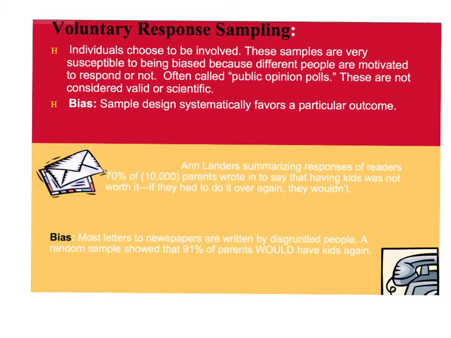An example of voluntary response sampling is from Ann Landers when she summarized her responses of readers and found that 75% of 10,000 parents wrote in to say that having kids was not worth it. If they had to do it over again, they wouldn't. Now, this is a biased statement because most letters to newspapers are written by disgruntled people. A random sample showed that 91% of parents would have kids again.